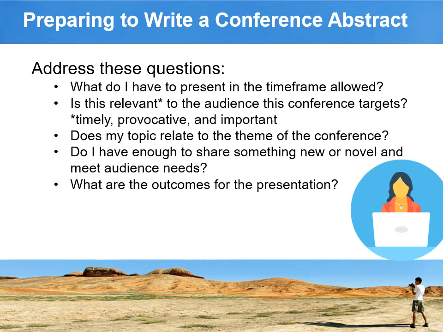So just a few things to think about as you prepare to write a conference abstract. What do I have to present in the time frame allowed? Is this relevant to the audience this conference targets? So is it timely? Is it provocative? And is it important? Does my topic relate to the theme of the conference? Do I have enough to share something new or novel and meet audience needs? So what am I providing by giving this presentation? And what are the outcomes for the presentation?